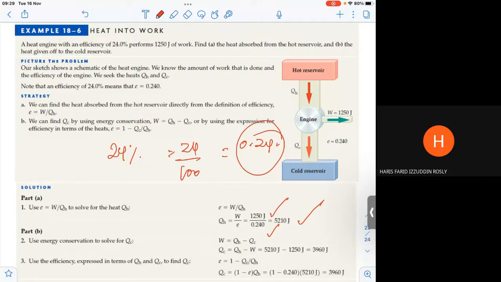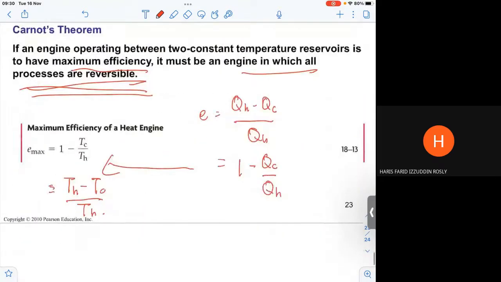So the question now is the heat given off to the cold reservoir. Again, W equals QH minus QC. So QC will be 3,960 joules, because that is the quantity of heat given to the cold reservoir. Or you may apply it in terms of efficiency, like we did before. The efficiency is equivalent to 1 minus TC over TH, or you can use 1 minus QC over QH.